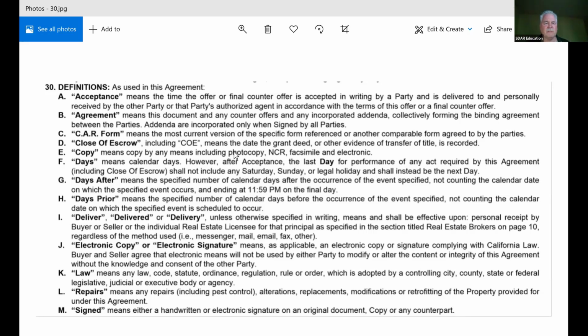Grant deed, other evidence of title. Copy means copy by any means. Photocopy, NCR, remember National Cash Register, facsimile, anybody using that anymore, and electronic. So in whatever means it is, if it's a copy, if it's legible, we have a saying at law called the laugh test. The laugh test is when the judge is looking at your fax document that's been faxed 8 times and it's just a smudge, and he looks at it, he says, you want me to enforce this? He starts laughing. That's not a good day, okay?